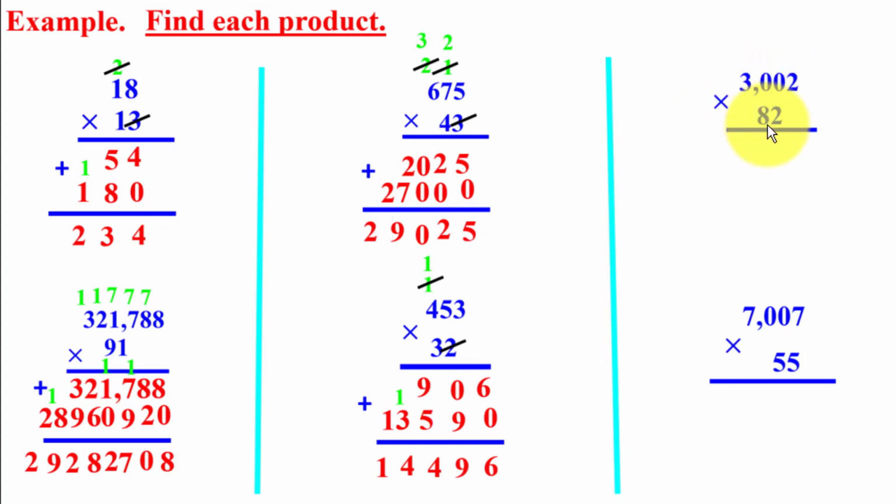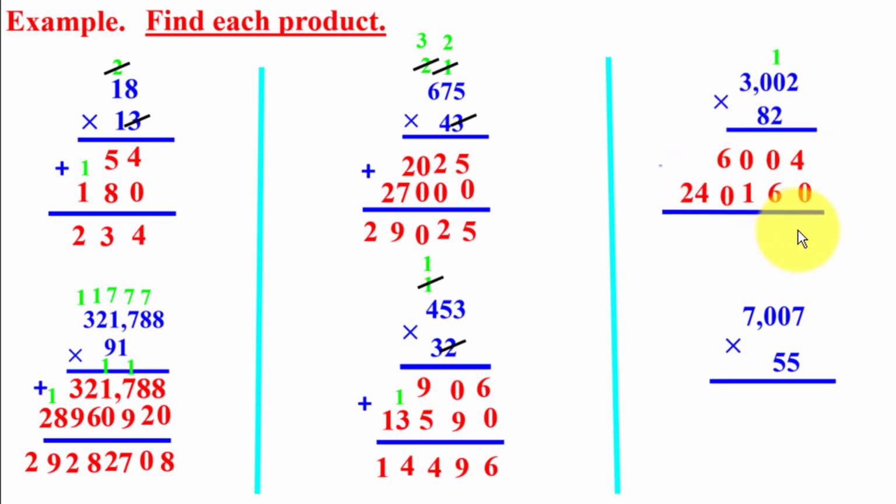14,496. Next, 302 times 82. 2 times 2 equals what? Equals 4. 2 times 00, we will write here 00. 2 times 3 equals 6. We write 0 in units place, and 8 times 2 equals 16. Write 6 and keep 1. 8 times 0 equals 0, so we will drop 1 here. 8 times 0 equals 0, and finally 8 times 3 equals 24.